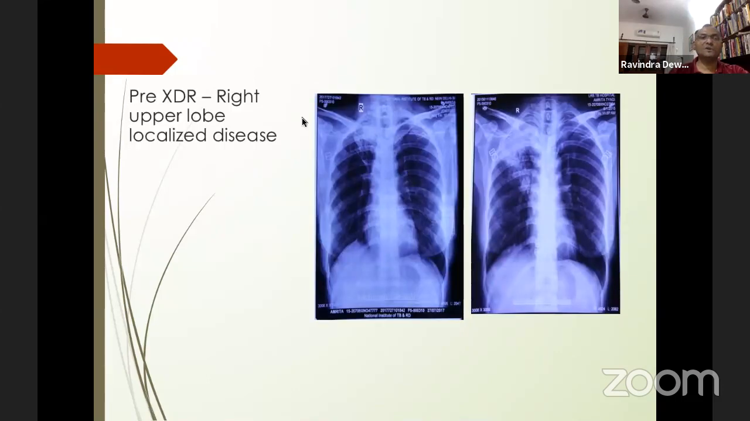Now, there's a condition called pre-XDR TB, in which right upper lobe localized disease was there. Once we see an area in which there is a localized disease, these localized cases, then we do take up for surgery, because we can resect these portions, and then the chances of the patient becoming sputum negative and remaining sputum negative are much higher.